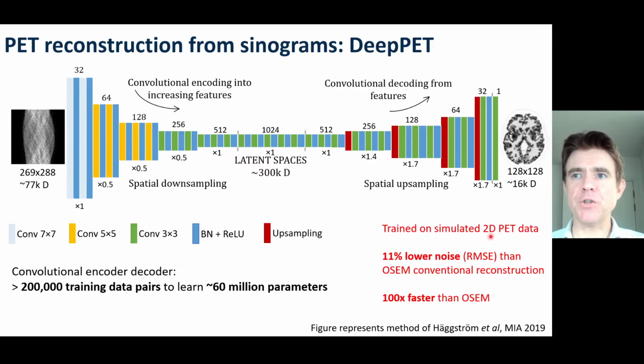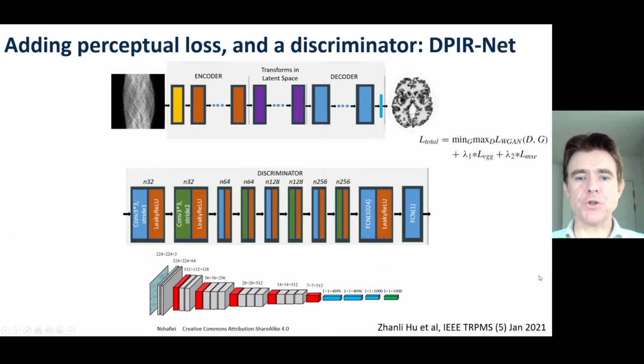They trained their method, as said, on simulated 2D PET data, and they demonstrated lower noise in terms of root mean square error measure compared to conventional ordered subsets EM reconstruction. And of course, given that it's a single architecture, input to output for inference of the reconstructed image, much faster than iterative OSEM reconstruction.